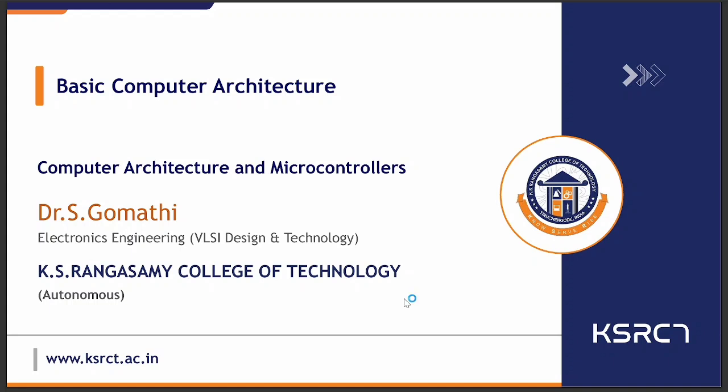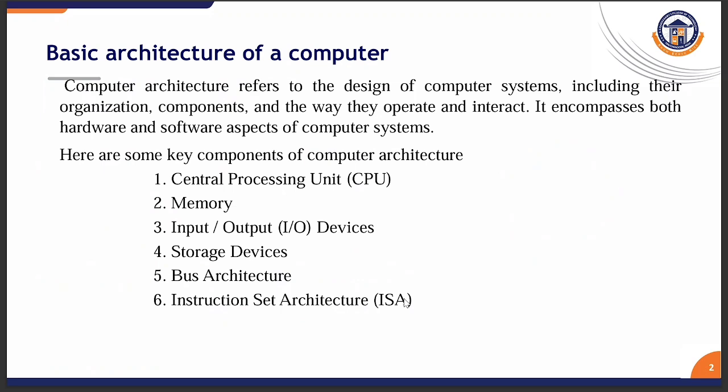We are going to discuss basic computer architecture. Computer architecture refers to the design of computer systems including their organization, components and the way they operate and interact. It emphasizes both hardware and software aspects of computer systems. Some of the key components of computer architecture are central processing unit, memory, input-output devices, storage devices, bus architecture, instruction set architecture.